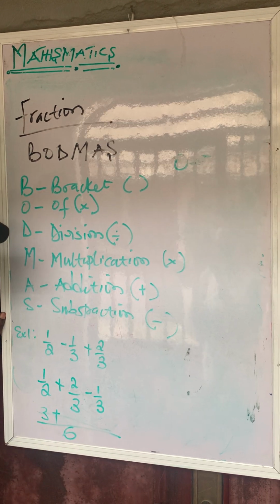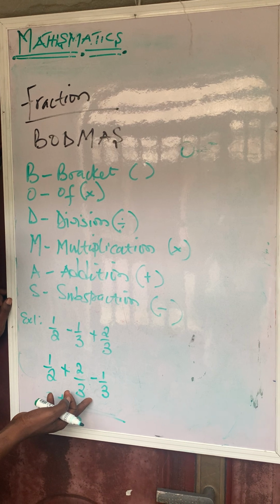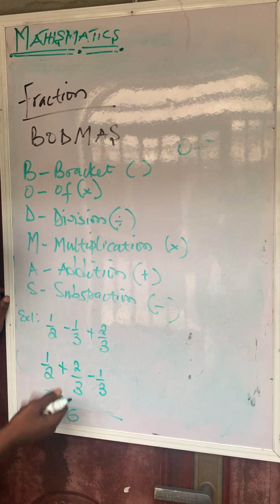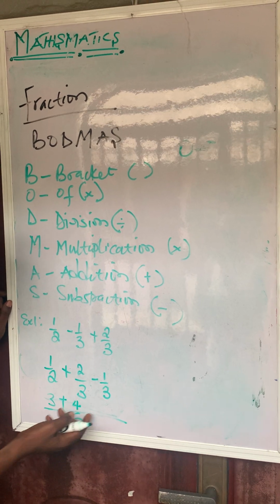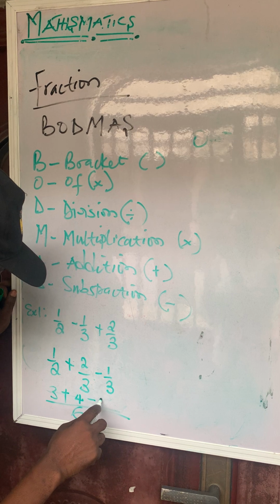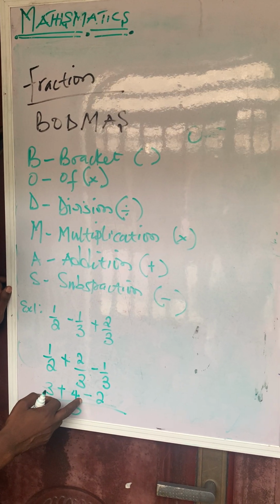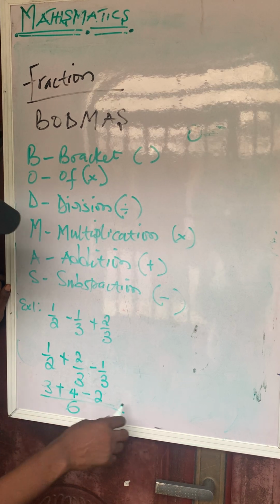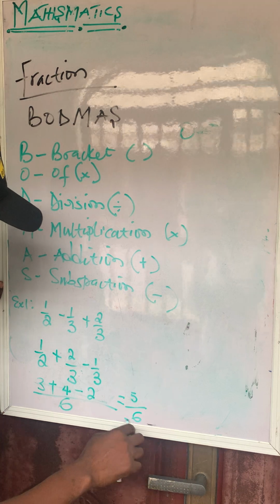Plus, we'll go again. 6 divided by 3, 2. 2 times 2, 4. 6 divided by 3, 2. 2 times 1, minus 2. So we have 3 plus 4, 7. 7 minus 2 is what? 5. So the result is what? 5 all over 6. This is just the answer.